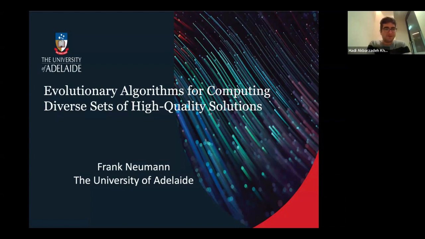Frank was general chair for GECCO in 2016 and co-organized FOGA, Foundations of Genetic Algorithms, in Adelaide in 2013. He is an associate editor of the journals Evolutionary Computation and ACM Transactions on Evolutionary Learning and Optimization.